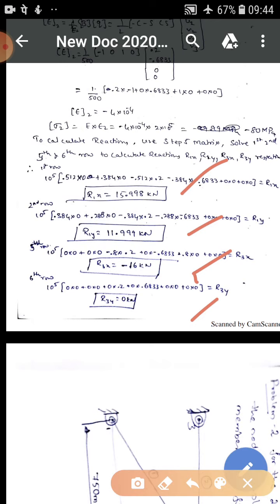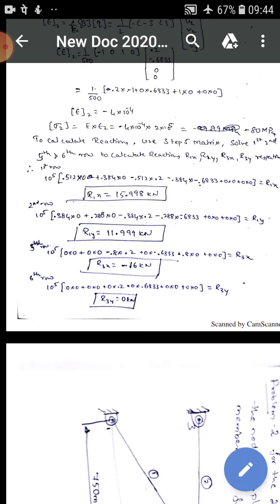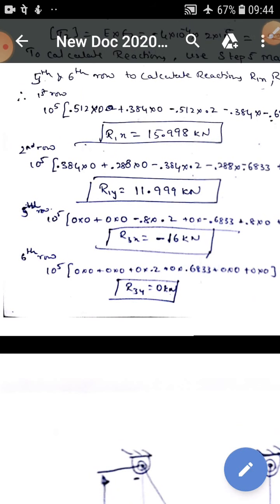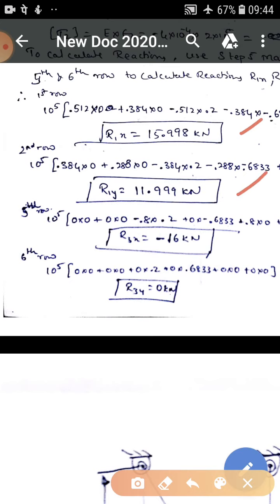I have multiplied and shown you the values. See the values of R1x, R1y, R3x, R3y. With this step we can check whether the results I have got are approximately correct or not. R1x is 15.998 kilonewton. R1y is 11.99 kilonewton. R3x is minus 16 kilonewton. R3y is 0. Now how to check whether they are correct or not?